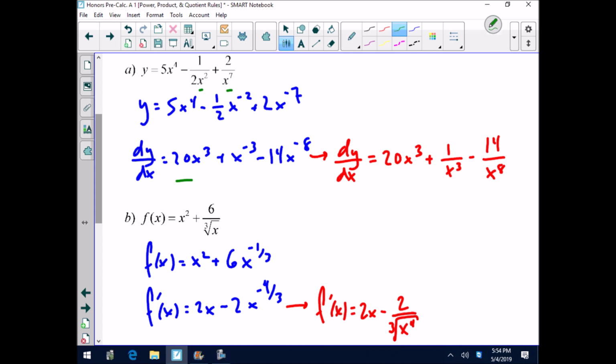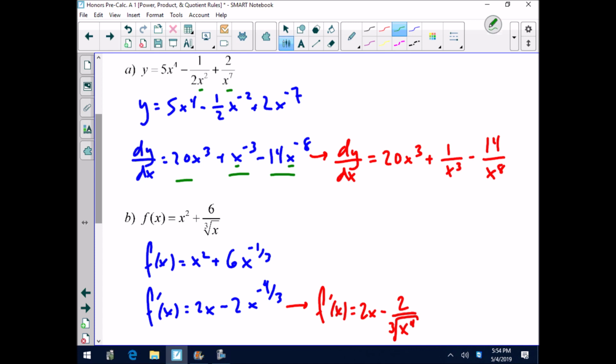And then, of course, we have to take care of negative exponents. So right here, we'll bring these x's with the negative exponents back into the denominator, and we get 20x cubed plus 1 over x cubed minus 14 over x to the 8.